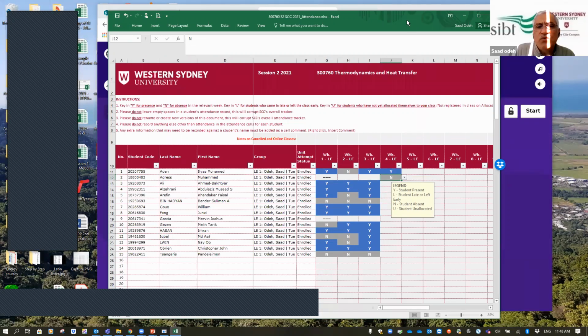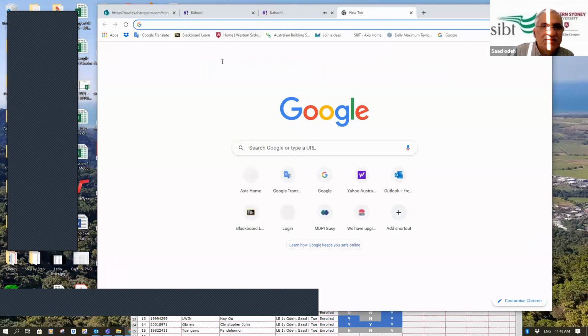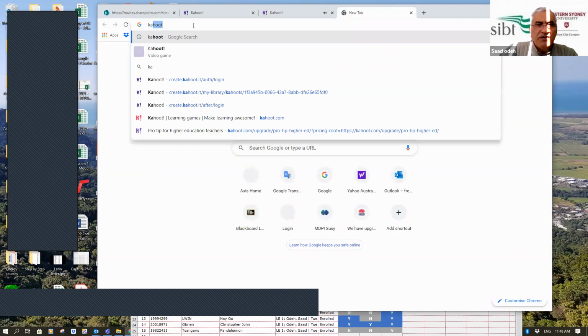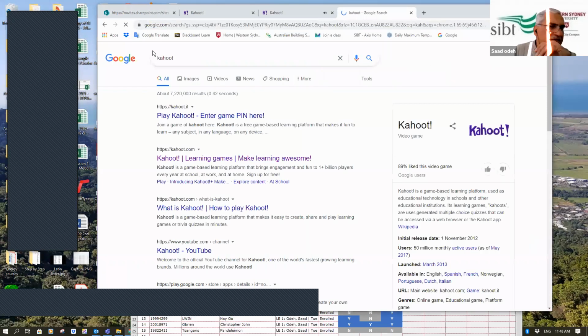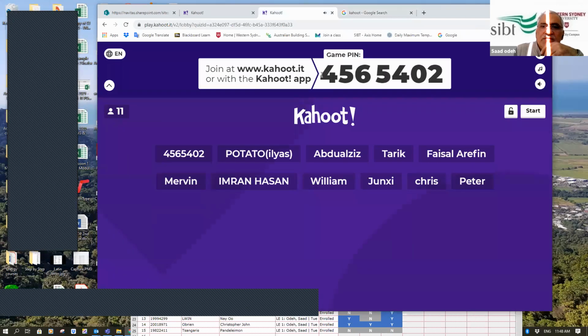Let me check here, because I'm not a student, but I'll check now. If we write Kahoot like this, and here, enter game pin here. Can you see this? Yeah, I can see it. So the pin is this one here, 4565402.